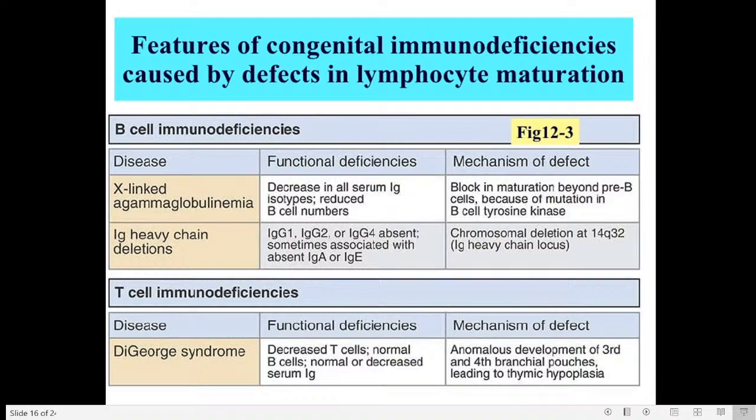Then T cell immunodeficiency, that is called DiGeorge syndrome. In this, the T cell count is decreased, and the serum immunoglobulin level also decreases. Abnormal development of the third and fourth branchial pouch leads to thymic hypoplasia. That is the T cell immunodeficiency mechanism. Okay, this is the basic thing which is very, very important from the exam point of view.